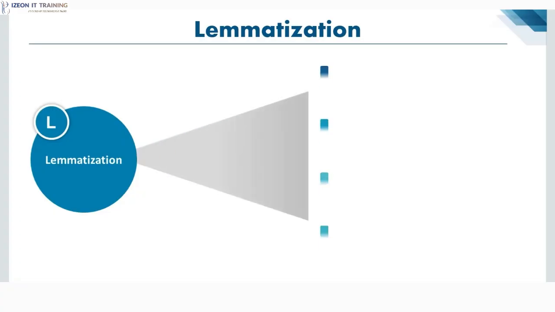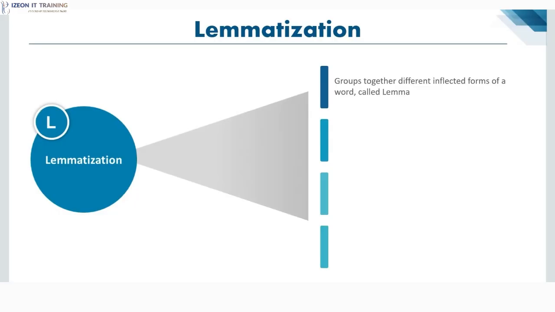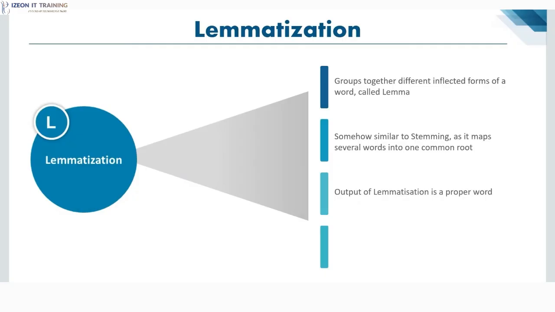Now, lemmatization groups together different inflected forms of a word, which is called the lemma. It is somewhat similar to stemming as it maps several words into a common root. One of the most important things to consider here is that the output of lemmatization is a proper word. Unlike stemming, where we got the output as giv, which is not a word, just a stem. For example, if lemmatization works on gone, going, and went, they all reduce to go, because that is the root of all three words.